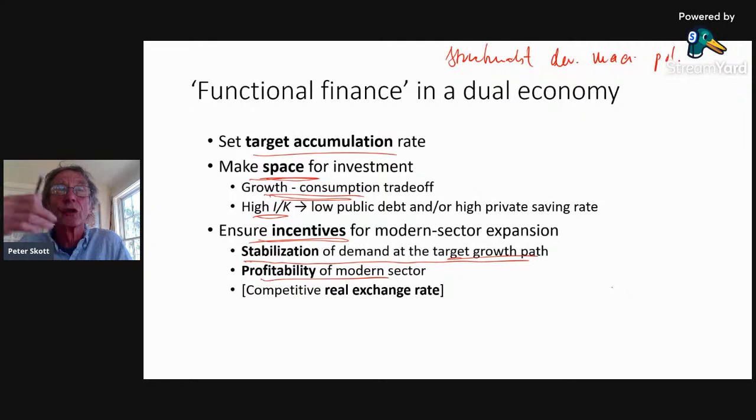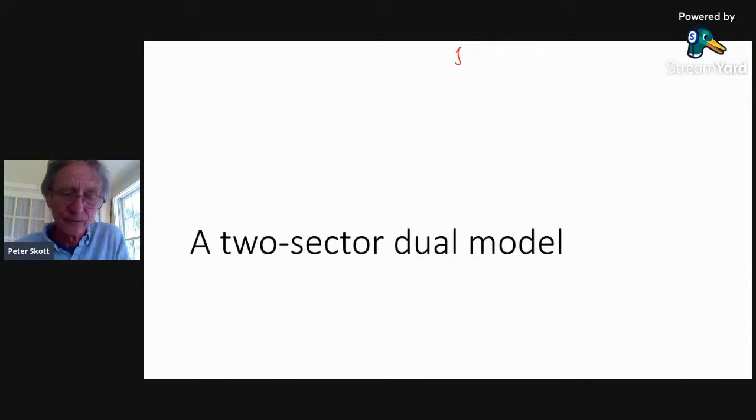It's not enough just to have the growth rate of aggregate demand following the target. You also need to make sure that profitability is sufficient to actually give the incentive for the private sector to carry out the investment. So profitability of the modern sector becomes a concern, and in an open economy context, that's why I put it in brackets, because I'm not going to talk an awful lot about it, it leads back to the competitive real exchange rate, which was a recurrent theme in yesterday's presentations.